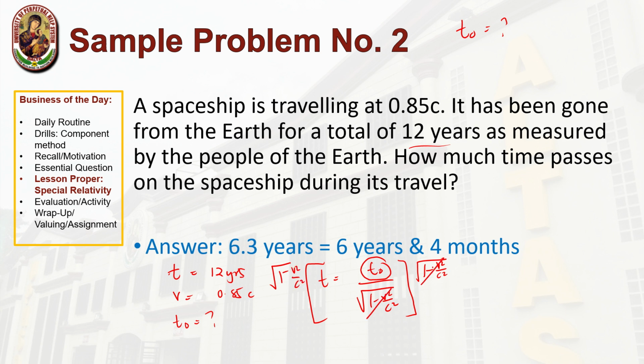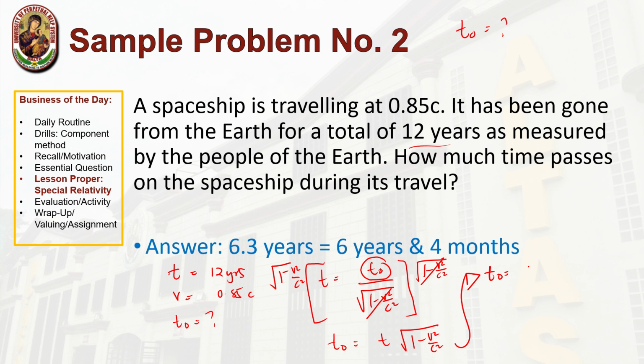Okay, so that would cancel out this one on this side. It will give us this equation now. So t sub 0 is equal to t times the square root of 1 minus v square over c square. Alright? So you are now ready to substitute.